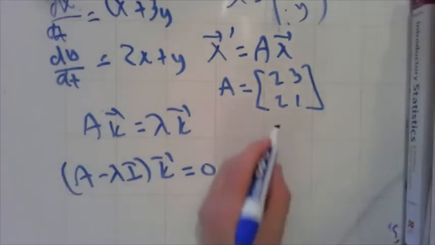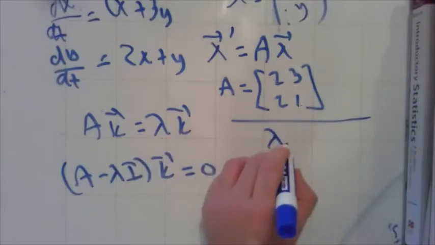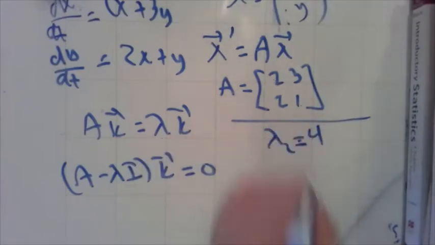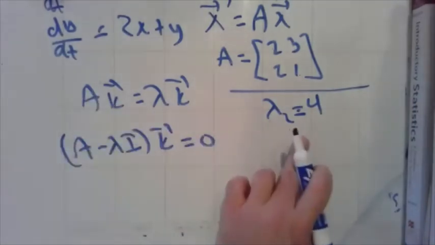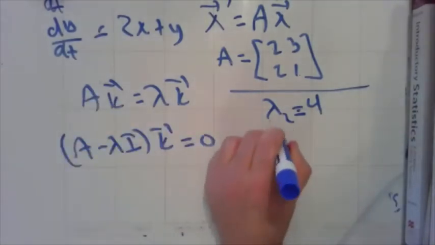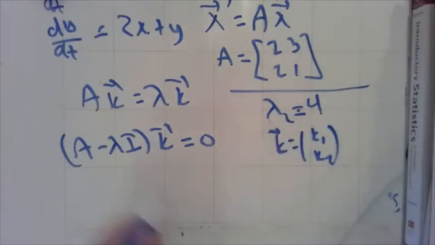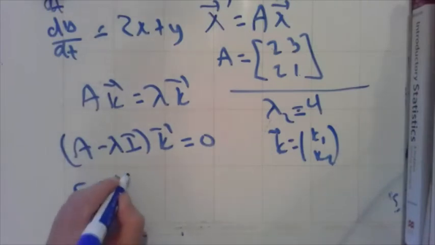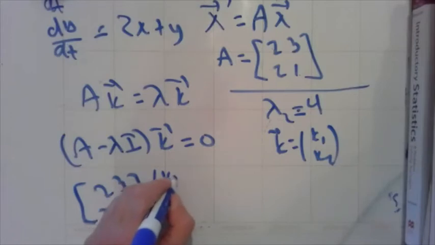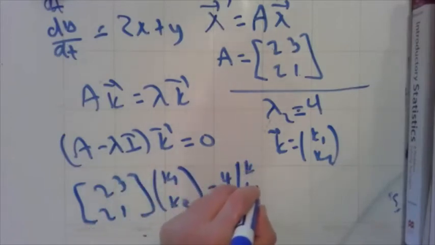Okay, so I'm going to do the second one first just because I get to write fewer negative numbers. Lambda 2 was 4. So I'm looking for the eigenvector that goes with that. We're going to call it K1, K2. Plugging in here, I want 2, 3, 2, 1 times K1, K2 equals 4, K1, K2.